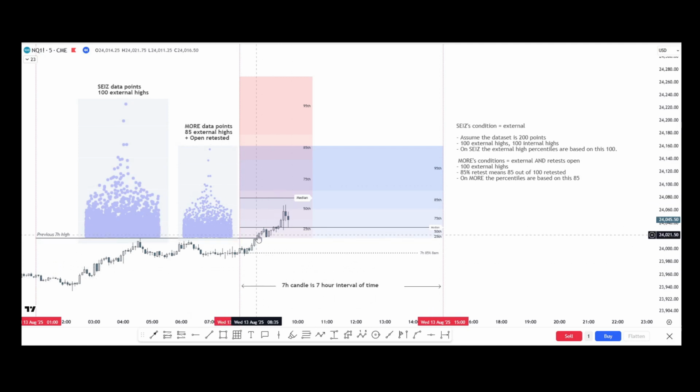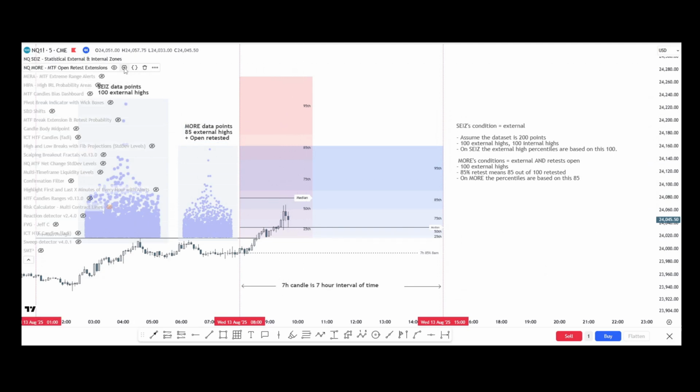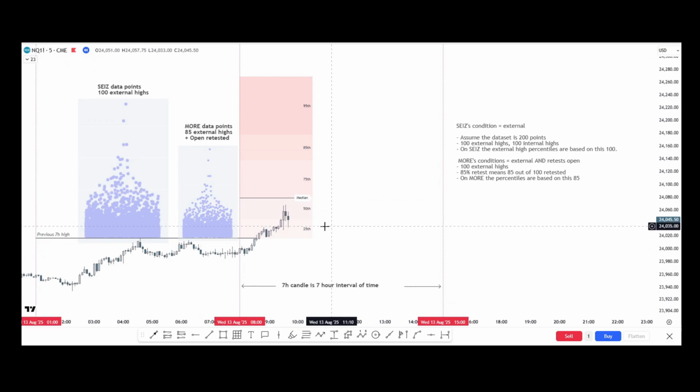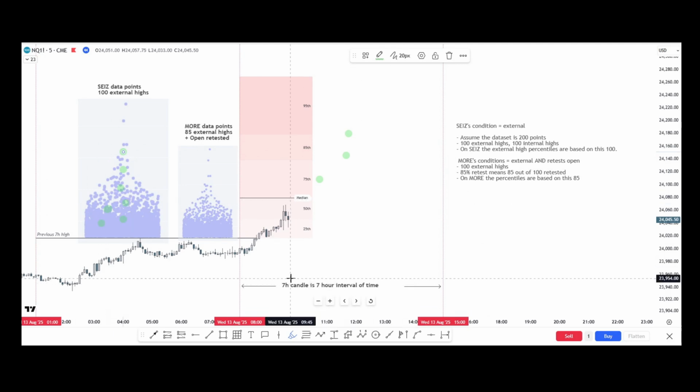So for these external high percentile zones, SEIZ, let me just turn MORE off for a second. SEIZ is measuring how far price goes in this 7-hour period before it stops. Okay, so it might stop here, it might stop here, and that's what these data points are. So out of the 100 of the 200 that went external, imagine these are all the 100 times that we went external for this 7-hour period previously, and how far did they go?